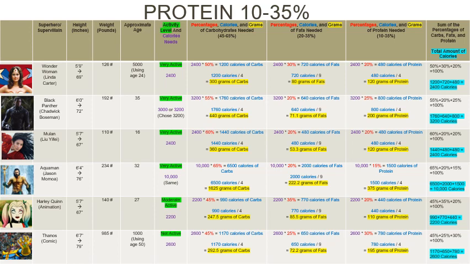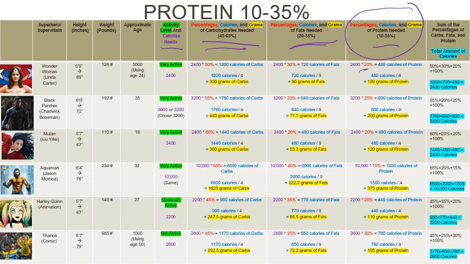So let's look at protein, because we've already looked at fats and carbohydrates and how many calories we need, and we also looked at BMI previously. Wonder Woman. How do we know that we need about 20% protein? Well, we know that based on carbohydrate, fats, and proteins, these percentages need to equal 100.